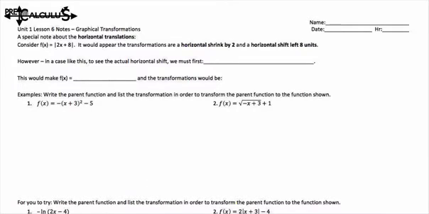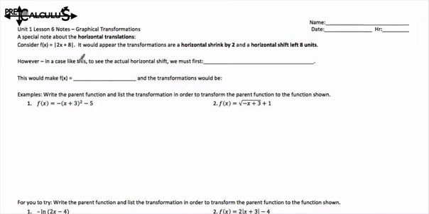Okay, coming to the back here, I do want to point out something very important. A special note about the horizontal translations. Here our parent function is just the absolute value of x, and then we have some things going on with it. So it would appear that the transformations are horizontal shrink by 2, because we're not inside the parentheses, but we're inside the absolute value symbols. So a horizontal shrink by 2, so the opposite of what you would think, and then a horizontal shift left by 8 units.